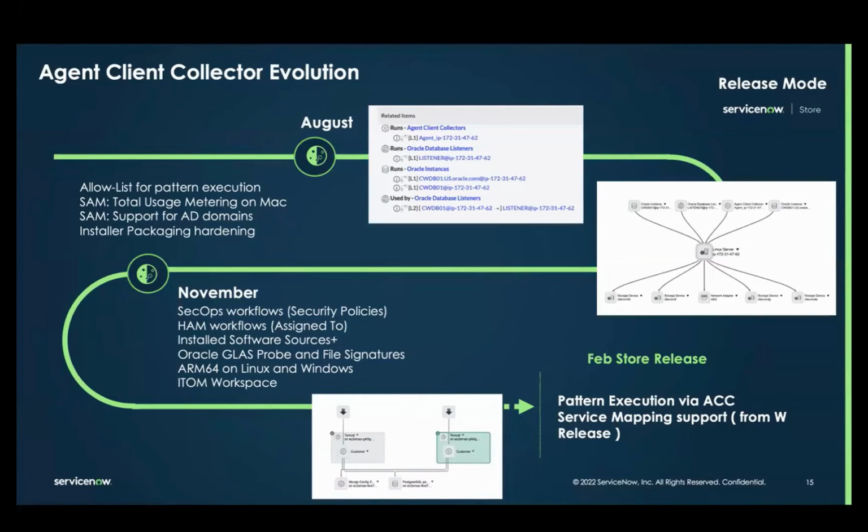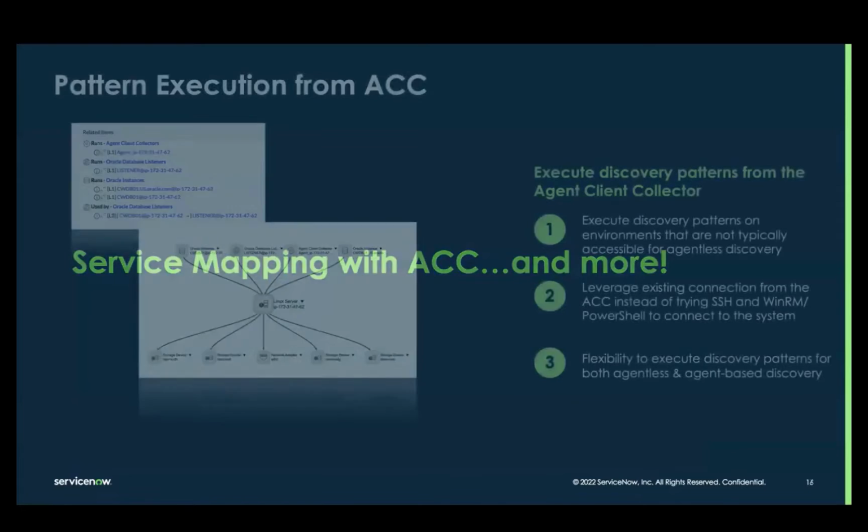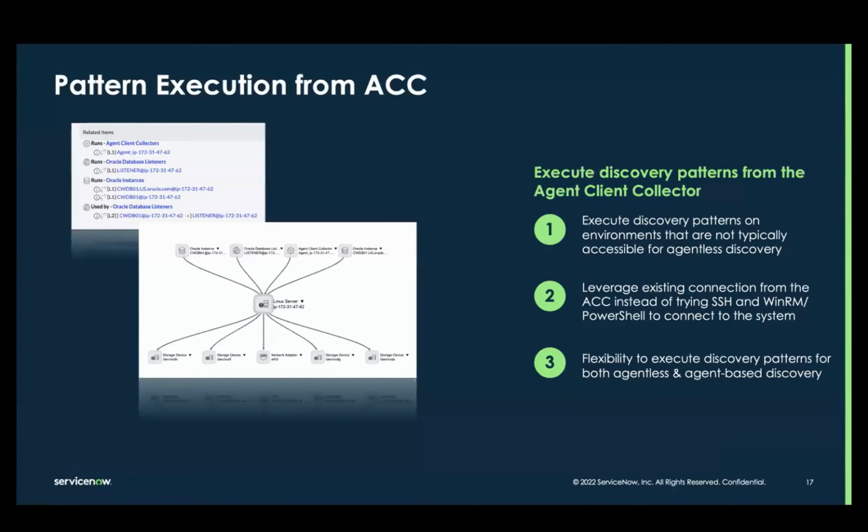Yeah, amazing innovations, really. And that's a significant amount of work that has been put through all these steps. Now, what's new? We saw what the product evolution has been, and we have a few slides to dig deeper into the biggest innovations that we have released now. With the Washington release, it's finally able, as Sri was mentioning, to execute patterns by leveraging the existing connection from the ACC, instead of trying SSH or WinRM or PowerShell to connect to the system where you have deployed your agent.